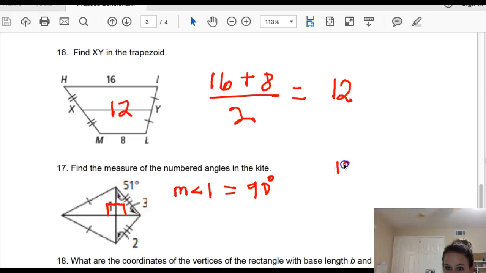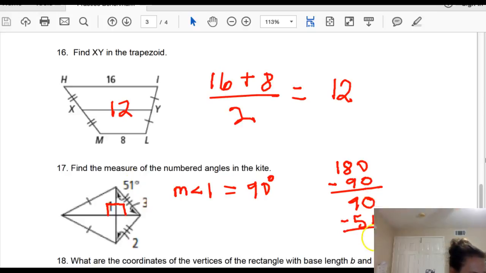I just go 180 for this little triangle here, and I subtract off 90, which is going to give me 90 left. And then I subtract off 51. Let's see, 90 minus 51 is 39. So I'm going to get measure of angle 3 is 39, and it makes me write slow. Yeah, measure of angle 3 is 39.